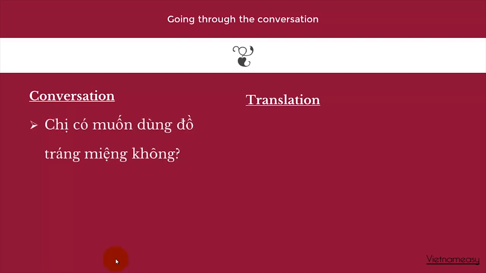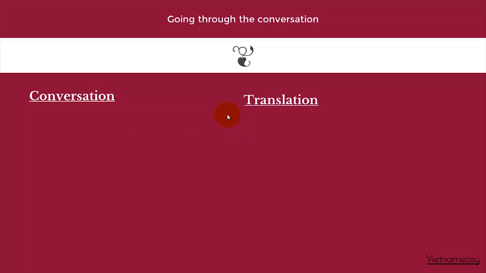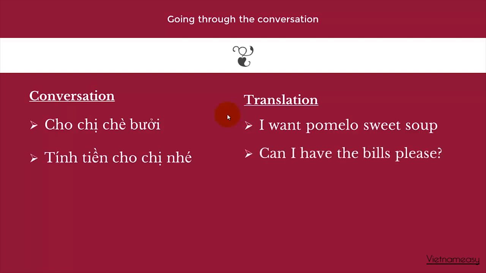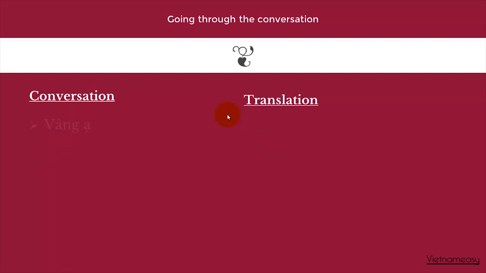Chị có muốn dùng đồ tráng miệng không? This one means, do you want to have any desserts? Cho chị chè bưởi. This means, I want pomelo sweet soup. Tính tiền cho chị nhé. This one means, can I have the bills please? Vâng ạ. This one means, right.